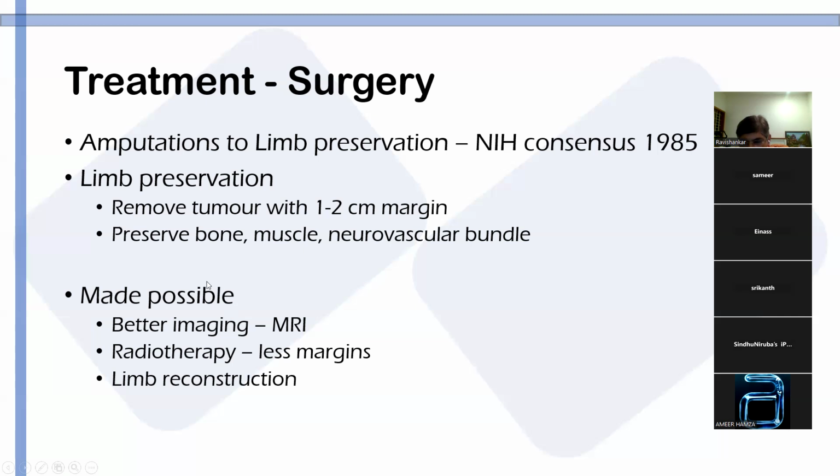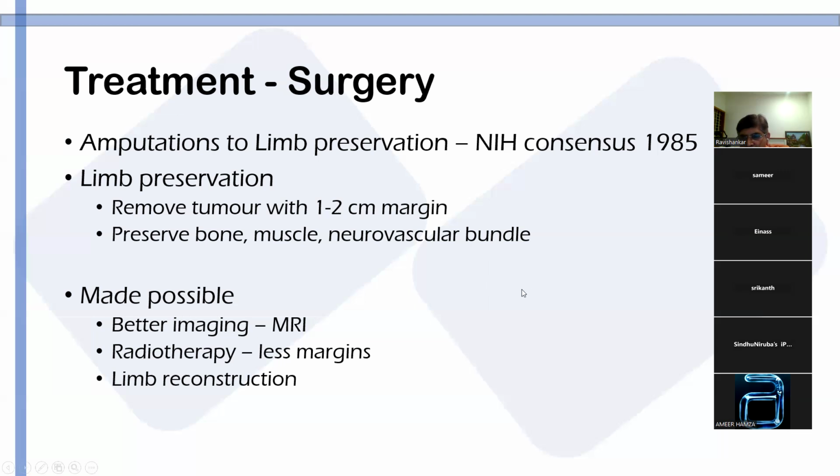So how is all this made possible? I mentioned this again, the better imaging. We now have a very clear idea because of soft tissue definition as to how much you can take out and how much you cannot. If the MRI suggests that there is a degree of invasion of the neurovascular bundle where you cannot shave it off the bundle, you can give radiotherapy for downstaging. You can also, if it's very close, give a pre-op radiotherapy and get away with smaller margins than 1 centimeter. And we have advances in limb reconstruction, which has reduced the amputation to a large extent.